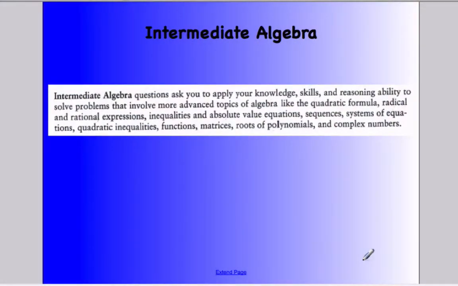This is intermediate algebra, the third part of 6 different parts for the ACT. Intermediate algebra asks questions that you can apply your knowledge, skills, and reasoning ability to solve problems that involve more advanced topics of algebra, like the quadratic formula, radical and rational expressions, inequalities and absolute value equations, sequences, systems of equations, quadratic inequalities, functions, matrices, roots of polynomials, and complex numbers.